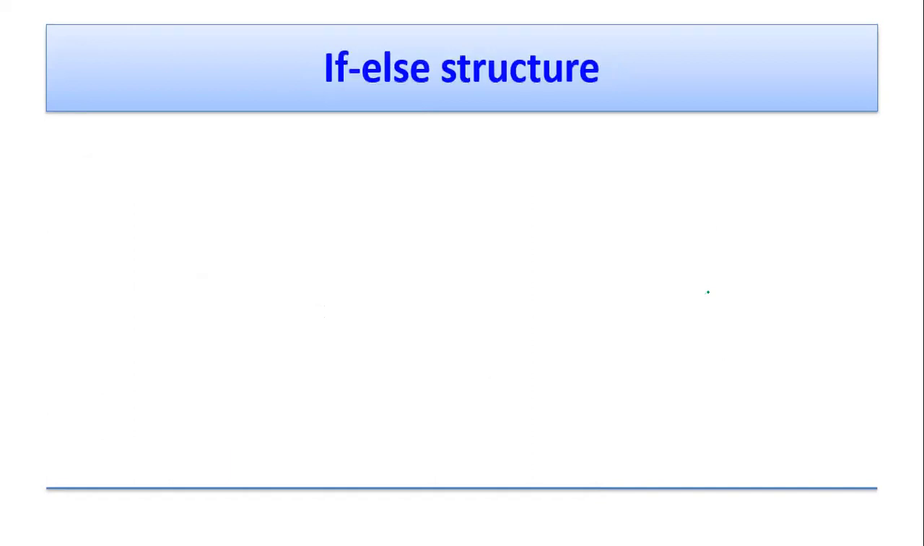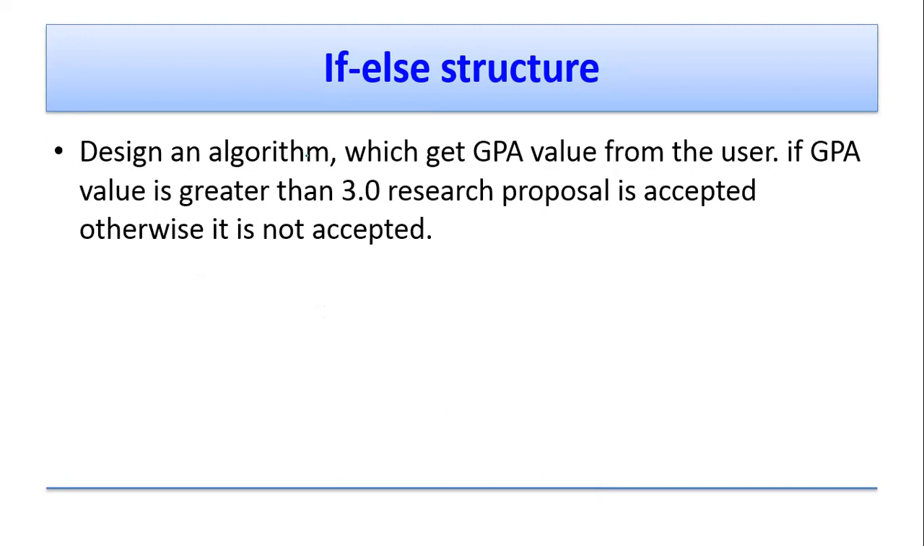So I'll take the same example. Design an algorithm which gets the GPA value from the user. If GPA value is greater than 3.0, this is the output: your research proposal is accepted. Otherwise, the research proposal is not accepted. Now, can you draw the algorithm for this? Can you draw the flow chart for this particular problem? Can you draw it?